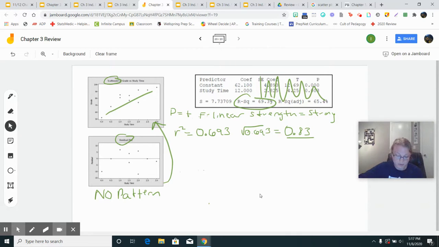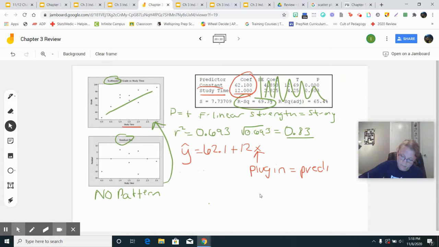Now, what's the equation for this data? Thanks for asking. So if I look at my computer output, I can find it. I can write this down. So y hat equals the constant, which is my y-intercept, 62.1, plus my slope, study time goes in front of the x, 12x. So now if I wanted to plug in any value, that will give you a prediction. Now, if I wanted to know how good that prediction was, I would find the residual, which is the actual value minus the prediction.